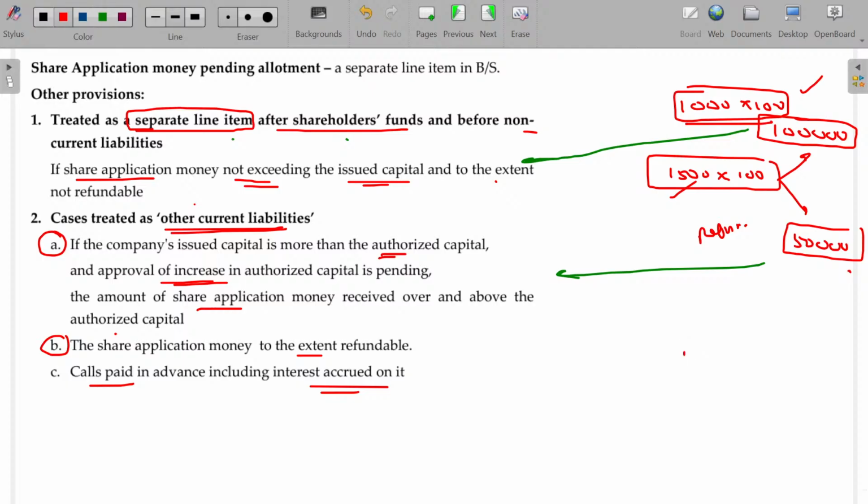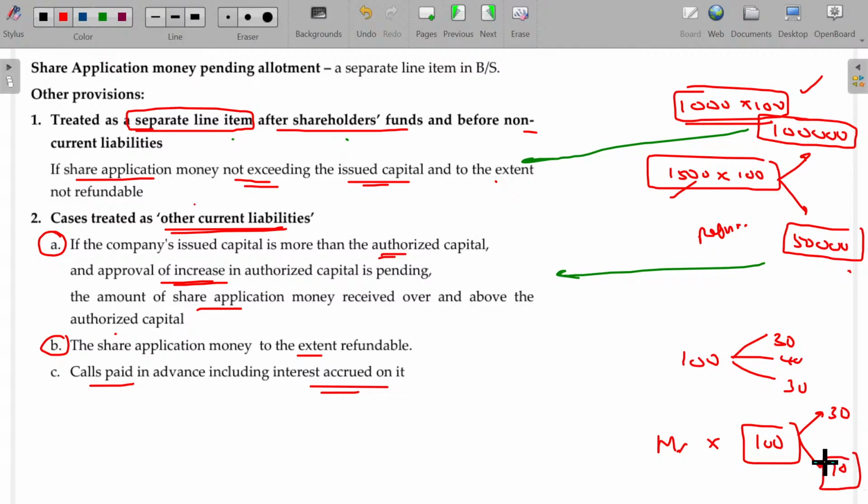The price may be 100, but we are collecting in installments of 30, 40, 30. Mr. X paid all the 100 rupees along with the allotment money itself. So only 30 will be considered as share application money pending allotment. The remaining 70 will be called calls in advance. This will form part of other current liabilities. Until it is converted into share capital, it's not share capital.